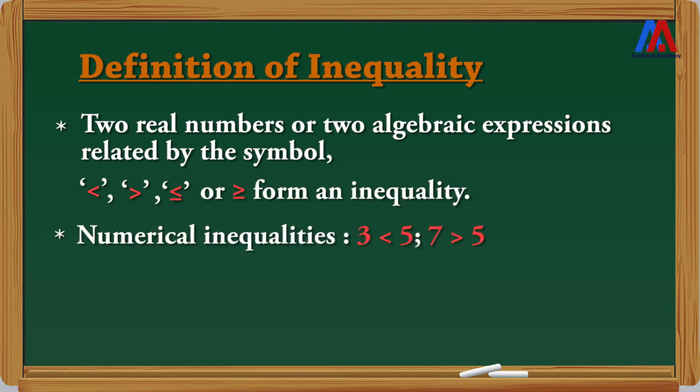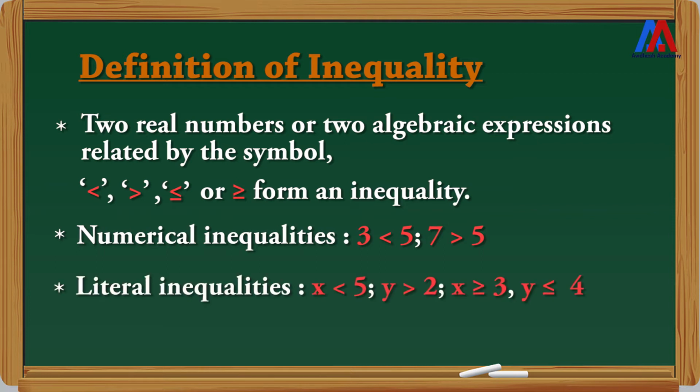There can be numerical inequality, for example, 3 is less than 5 or 7 is greater than 5. This is numerical inequality and we know it very well because we know that always 5 is more than 3. That means it is a larger number. Or it can be literal inequalities. For example, x less than 5, y greater than 2, x greater than or equal to 3, y less than or equal to 4. Now the inequality can be of two types.